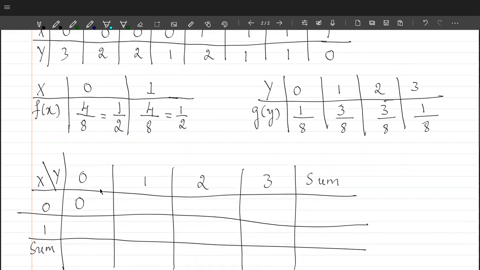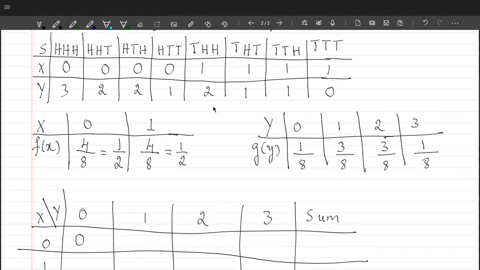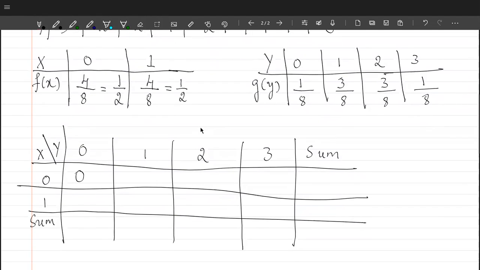Next one, x takes the value 0 and y takes the value 1. Look at the table. X takes the value 0 and y takes the value 1. So total 8 cases are possible to list out the values of x and y. And in that, one case is favorable for this event, that is 0, 1. One such case occurs here. So probability here will be 1 by 8.